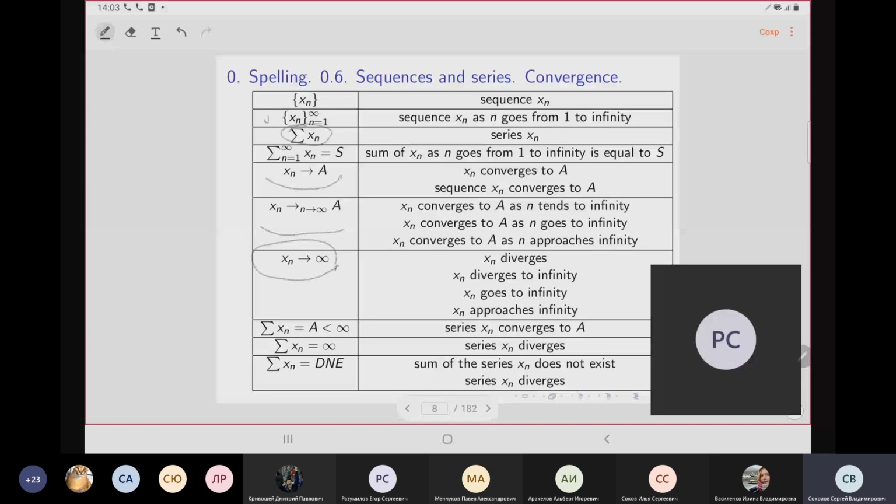Can you give me an example of a sequence that diverges to infinity?